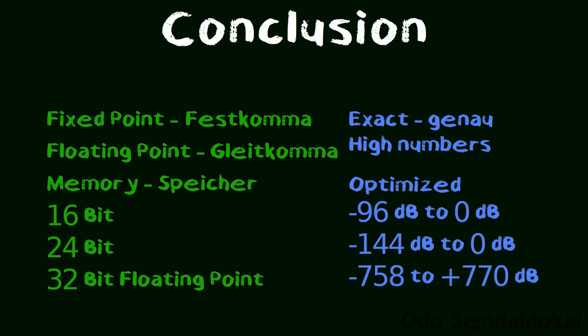To summarize, the following can be said. Fixed point numbers are exact and precise, but become rather confusing and complicated above a certain size. Floating point numbers are not as exact, but can be used very well for incredibly large and small numbers. Both types of numbers are optimized as efficiently as possible for storage and processing in computers. 16-bit has a dynamic range of minus 96 dB to 0 dBFS. 24-bit has a dynamic range from minus 144 dB to 0 dBFS. And 32-bit floating point has a dynamic range of minus 758 dB to plus 770 dB.